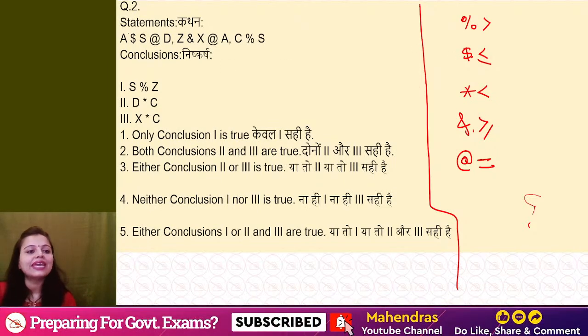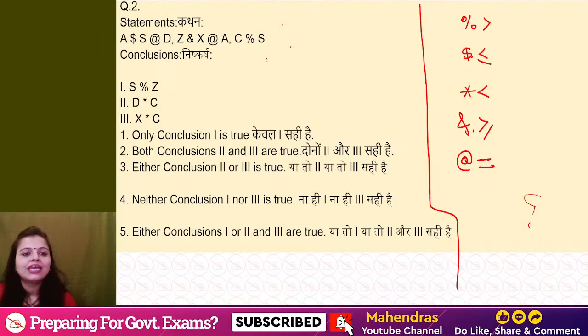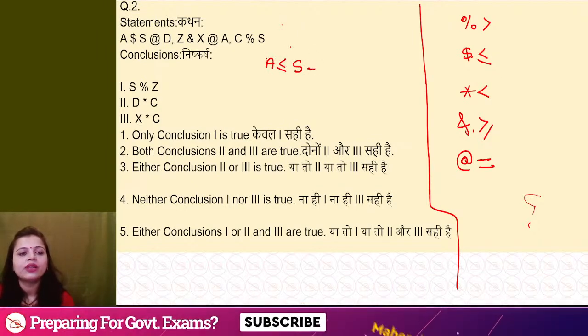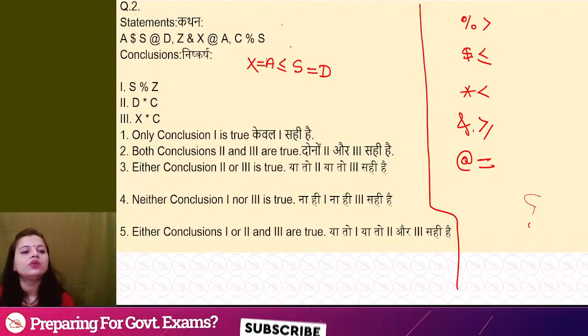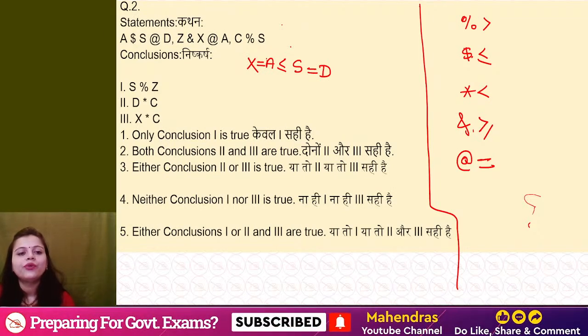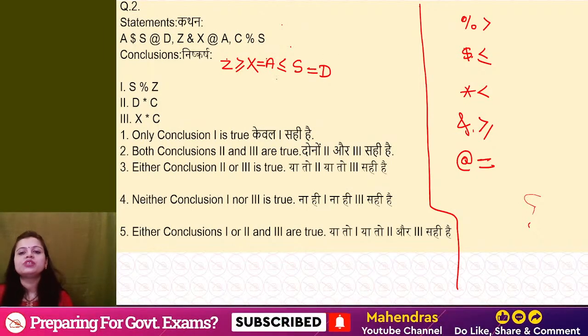So the answer is $8. Dollar means what? Dollar means less equal. So we can say A is less equal to S. At the rate means equal. S equal to D. Next again X is equal to A. And Z is greater equal to X. Then C percentage. Percentage means greater. C is greater than S.